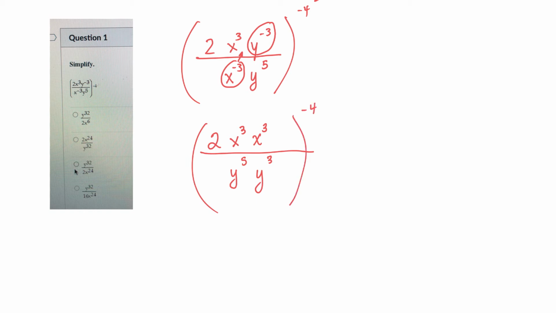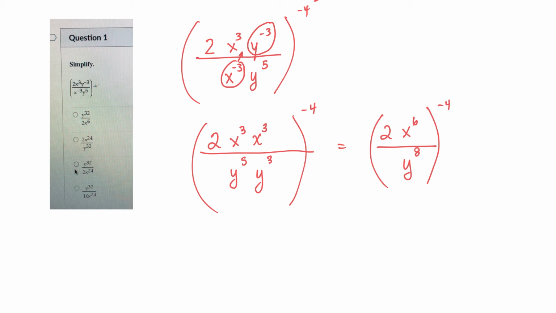Now I can simplify x's inside. That's probably the next best thing that I should do. So I'll have x cubed times x cubed, multiplying common bases, add exponents. So it'd be x to the 6th over y to the multiplying add, so y to the 8th. Okay, all to the negative 4.